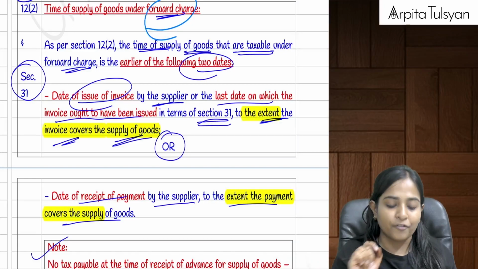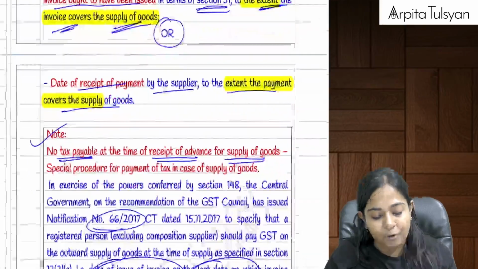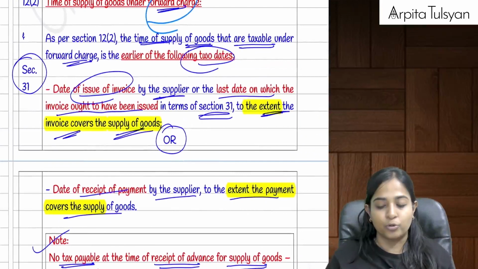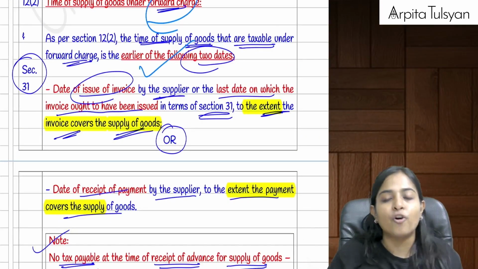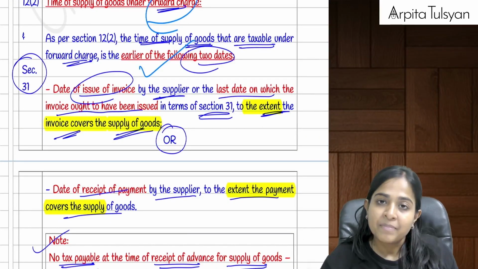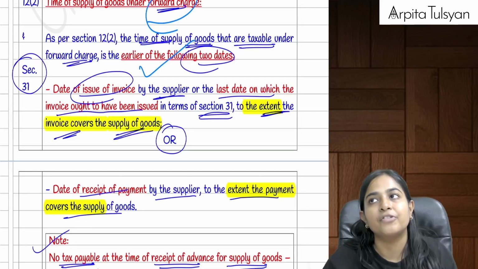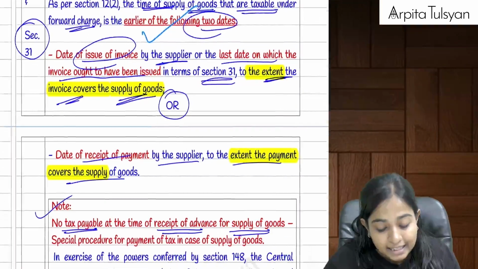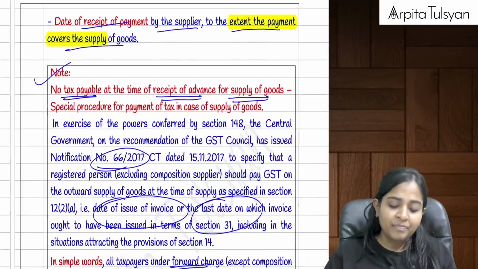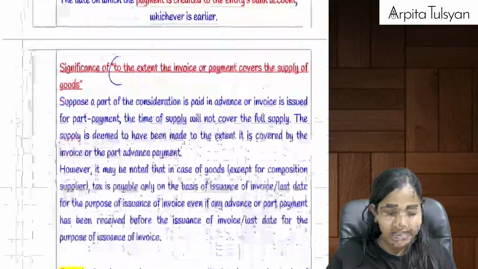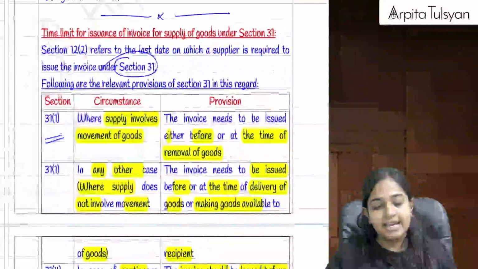So this date of invoice or the date of receipt of payment, whichever is earlier. The earlier of the following two dates will be the time of supply. Most importantly, let us first understand what the last date of issuing the invoice is. Then we'll come to this notification again. I'll take you to section number 31. Can you see this?